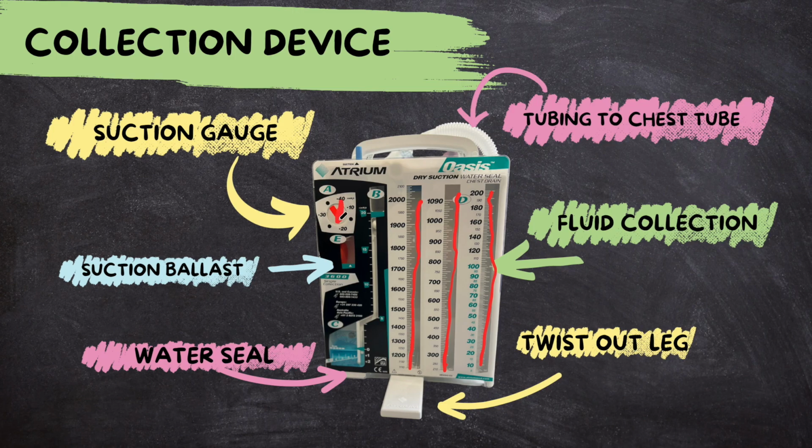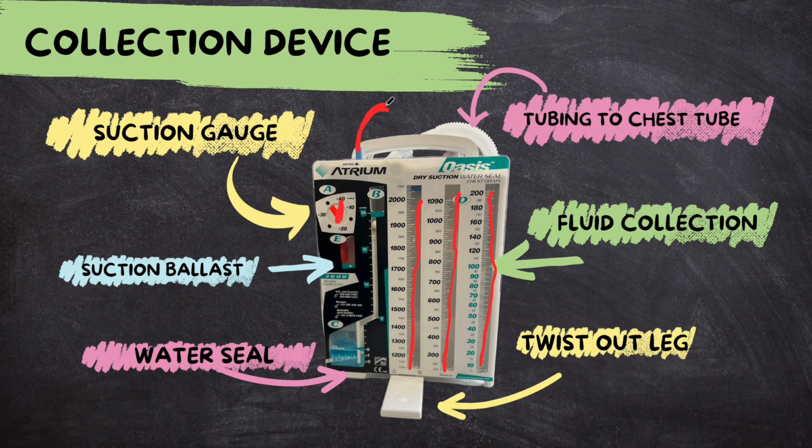Now that we've got that set, your suction from the wall, I didn't really say anything about it, but it's going to come in right here. There's a little port right on the top of that. That's where your suction is going to go when you get ready to hook it all up.